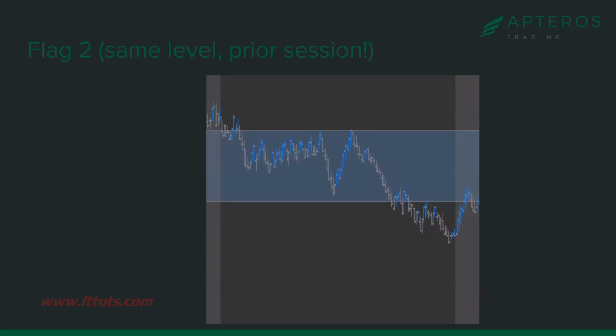This is the exact same level from the prior session. It did the exact same thing. I believe this was crude oil. Doesn't matter the market, though. We broke back into this structural area. And then we got really flaggy, as I call it.